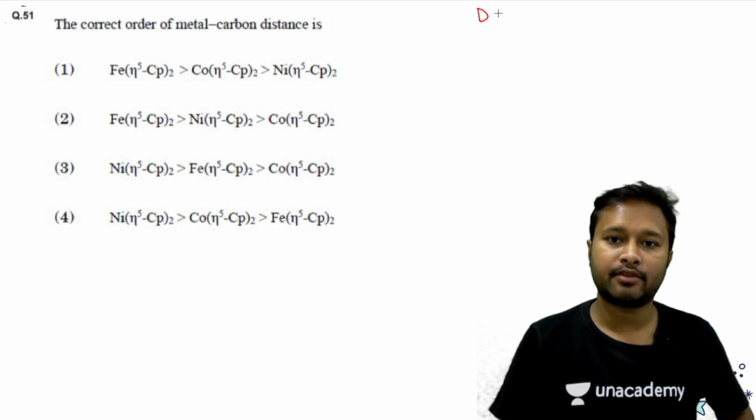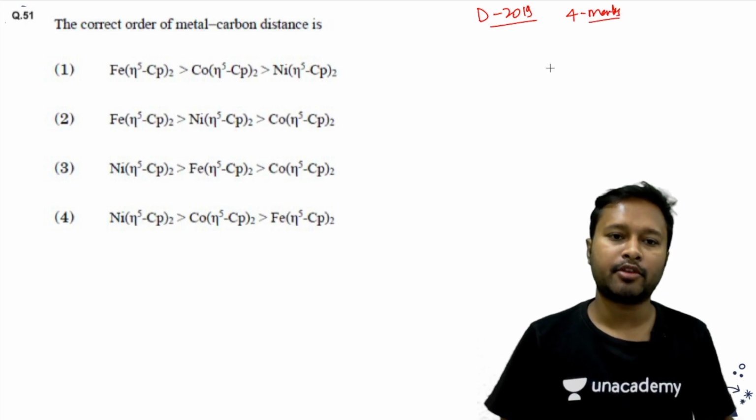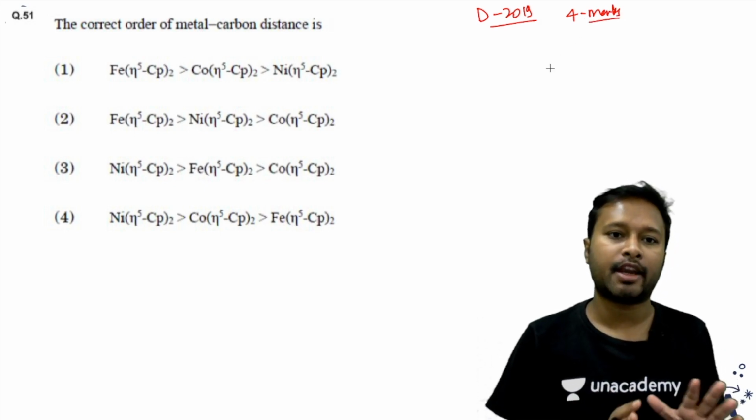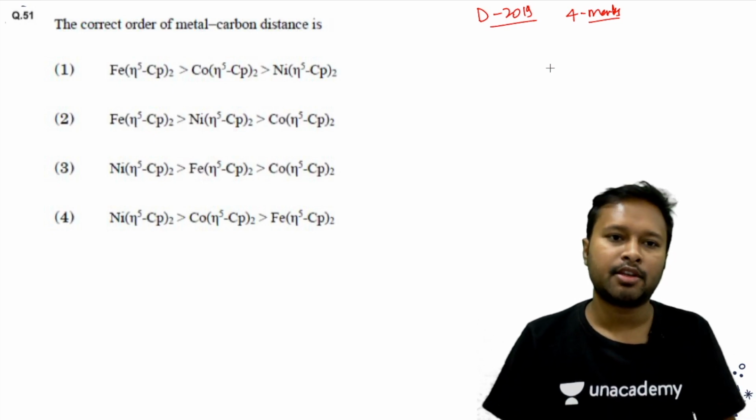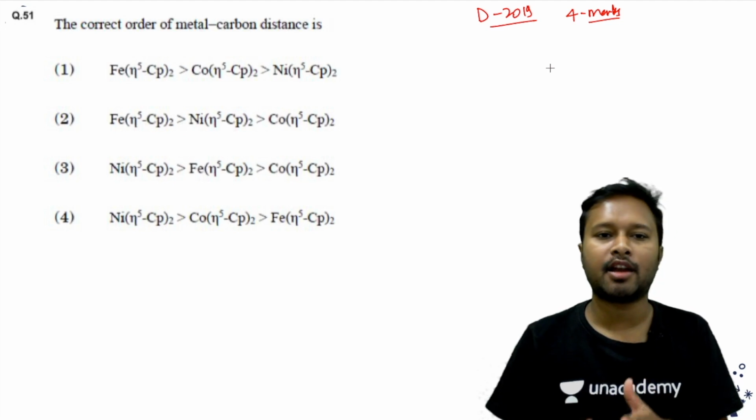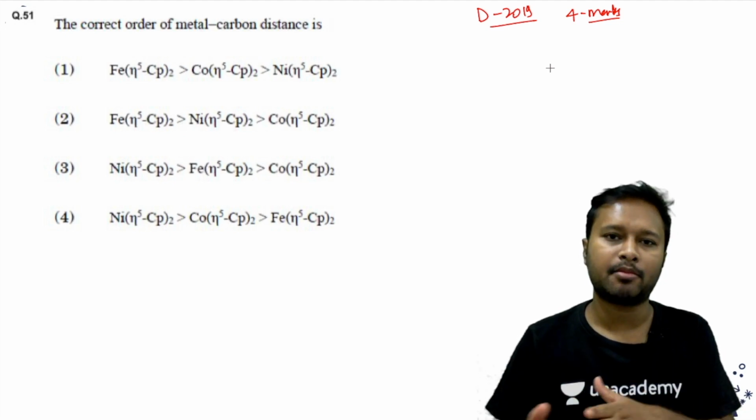This was again asked from your December 2019 exam, and it was again a 4-marker question. And let's try to look upon this. This question is very good. You can do these types of question from a very simple trick which I am going to tell you in this video. So it says that the correct order of metal carbon distance or metal carbon bond length.